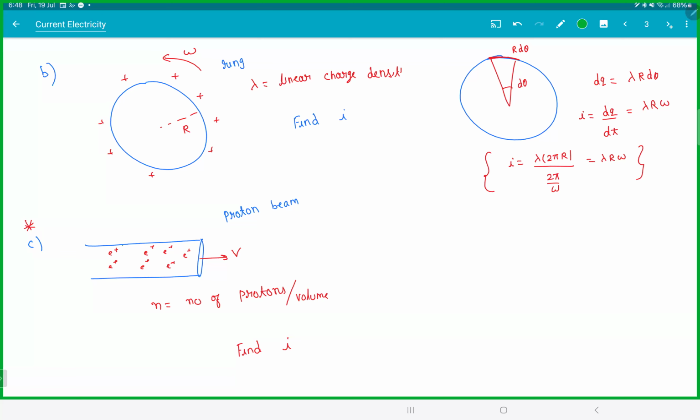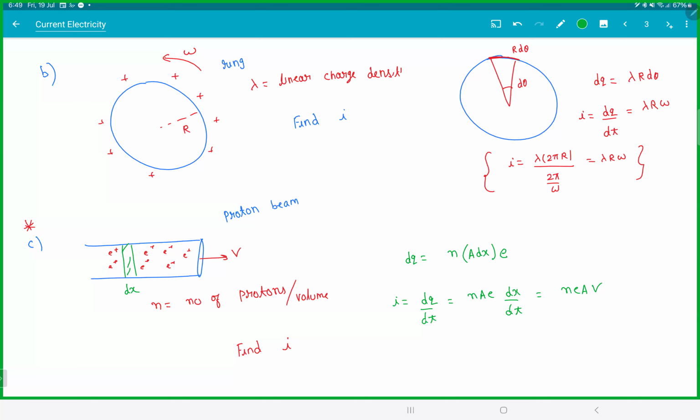This is what we do. Take a thin slice dx. So the dq charge would be the thin slice, n into A dx. That will be the number of protons per unit volume into volume, which will give the number of protons into the charge of the protons. So I is equal to dq by dt. So that will be NEA dx by dt, which is NEAV.